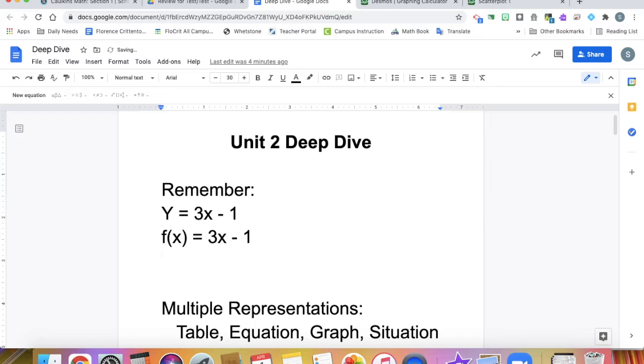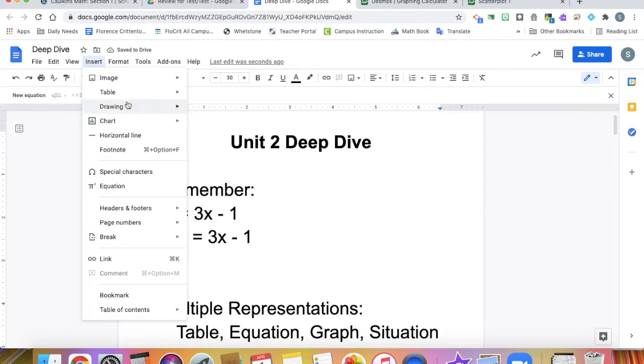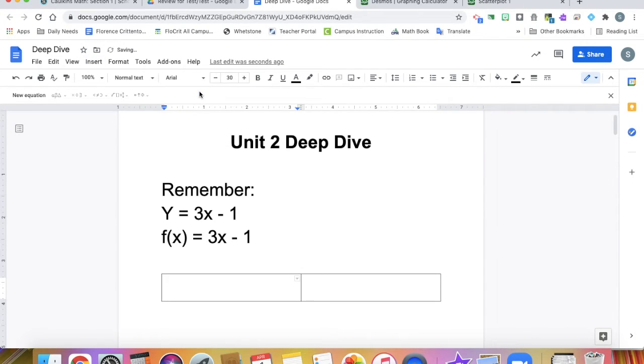So in a table, for example, sometimes you put x and then y, but it doesn't have to be a y because it could be an f of x. It doesn't have to be f. Remember, it could be g or j or r. The letter in front's just the name. But yes, remember these two mean the same thing.